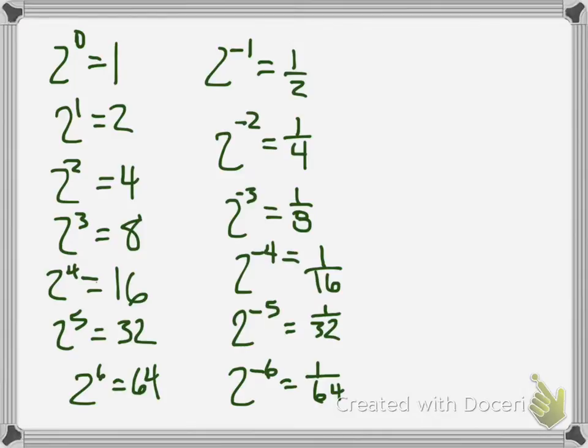For example, I should know that 2 to the 0 is 1, 2 to the first is 2, 2 squared is 4, 2 to the third is 8. And notice that the negatives are the reverse of that. Because a lot of this is about us being able to go back and forth between those.